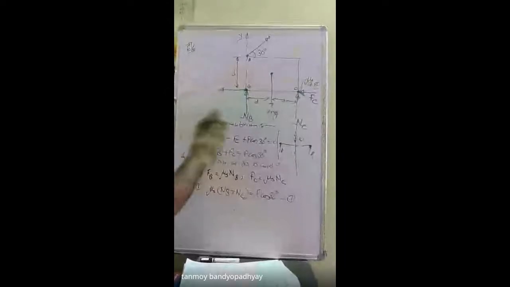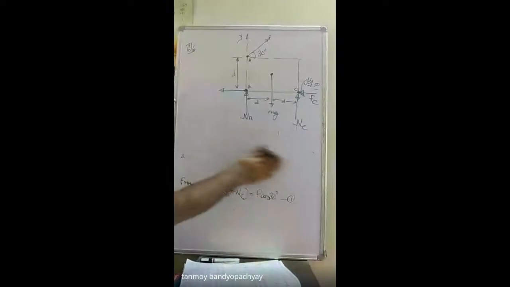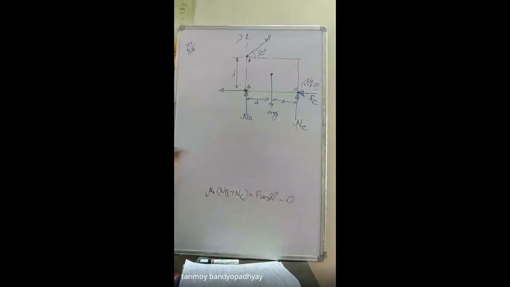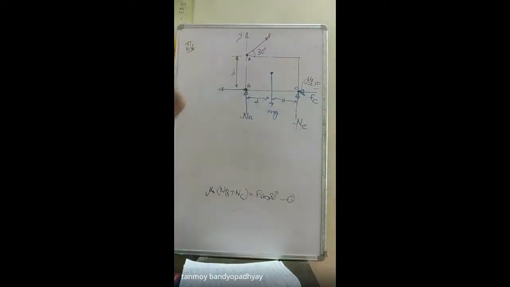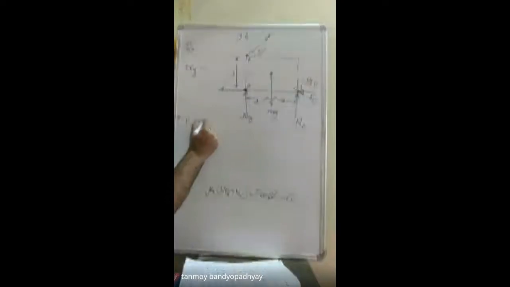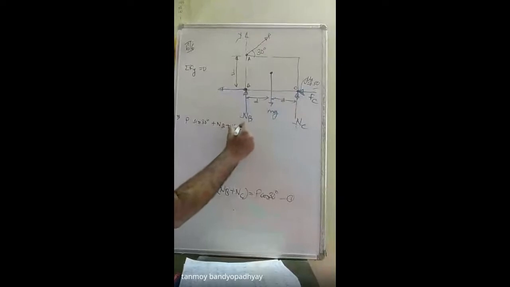Next we'll be writing the equation of equilibrium, sigma Fy is equal to 0. The equation that we'll be needing, that's why I'm keeping this one. So sigma Fy is equal to 0. What will we get? Upward direction there is P sin 30 degree, plus NB plus NC, that is equal to mg, I think.